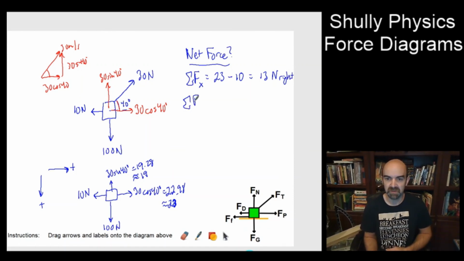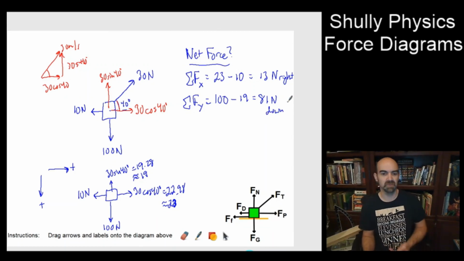All right, now I'm going to sum the forces in the y direction. And I'm saying down is positive now. The reason I picked that is just because there's a bigger number. In my brain, I won't have to deal with negatives. So that's what I like to do. 100 down minus 19 up, and that gives me 81 newtons. And it's a positive 81. So I look over here and positive is downward. Okay, so 81 newtons is downward. If this were north, east, south, and west, then it would be to the south.